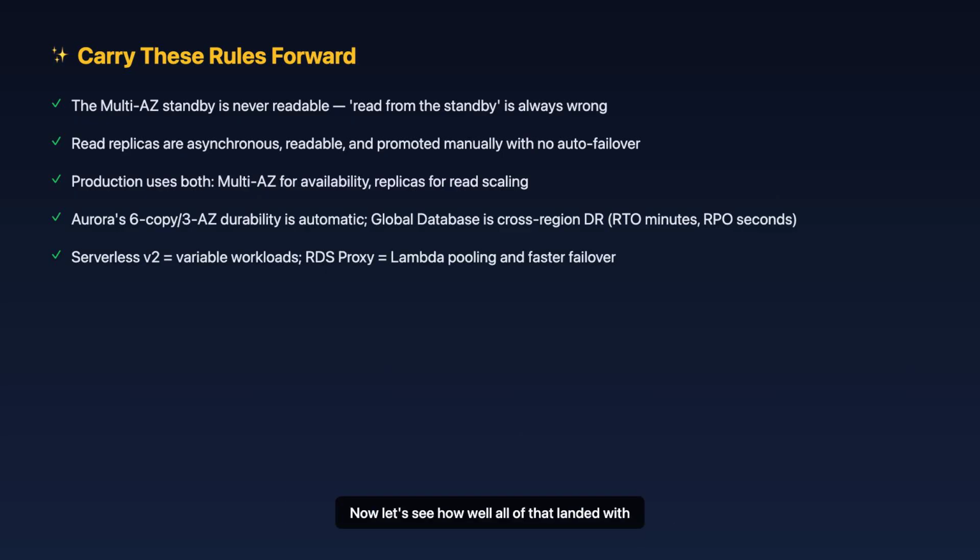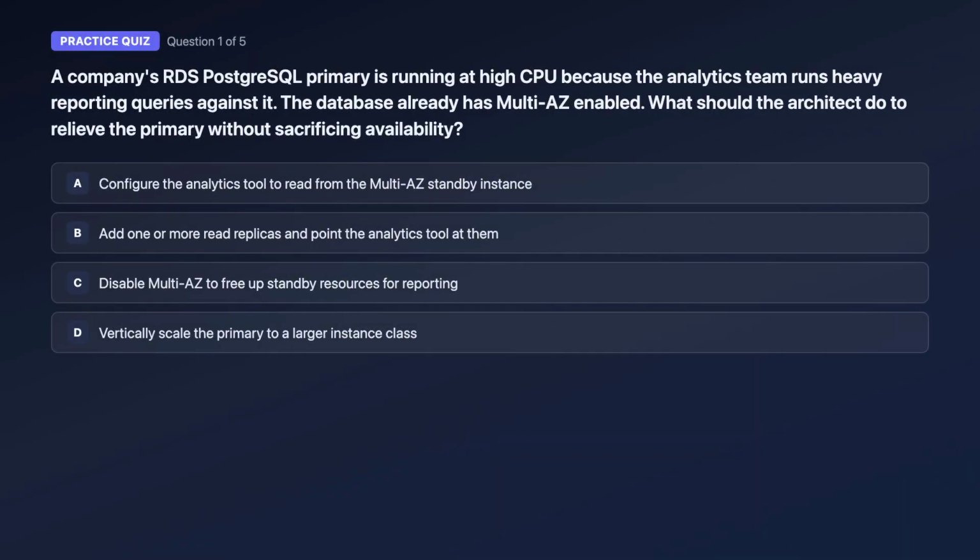Now let's see how well all of that landed with a quick 5-question quiz. Let's test what you've learned. Question 1. An RDS PostgreSQL primary is running hot because the analytics team hammers it with reporting queries. Multi-AZ is already enabled. How do you relieve the primary without sacrificing availability?